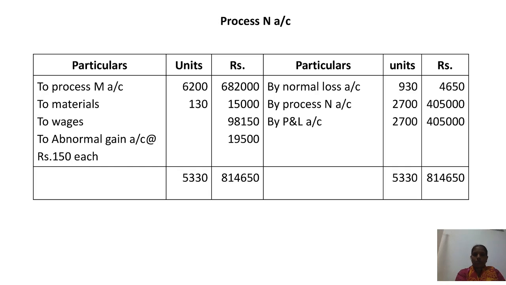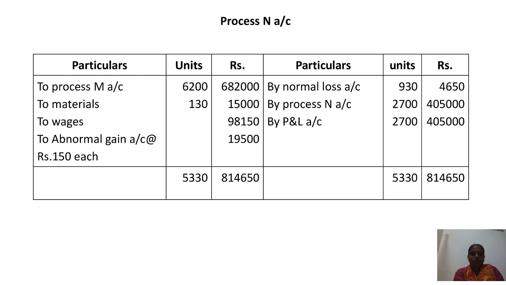Then the rest goes to the profit and loss account. So equally that should be considered, that is 5,400 divided by 2, we get 2,700. So 4,05,000, again 4,05,000 in the profit and loss account and then process N account. Then the difference should be transferred to the abnormal gain account, that is 19,500 at rupees 150 each. We have to calculate that.